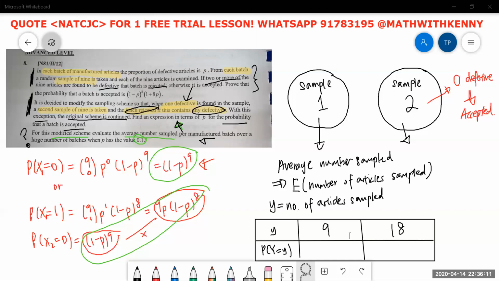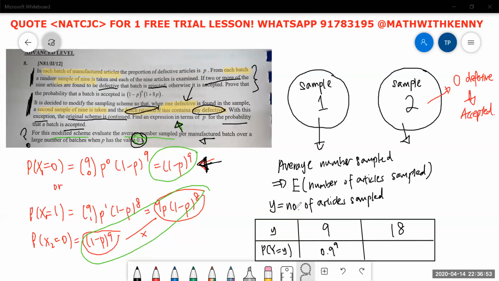Okay, so what's the probability of just sampling 9 articles, which is 0 defective? 0 defective is the only way where I can sample 9 articles, which is sample 1 itself. Do you agree? They give you the value of P already. So can you calculate the value, which is equal to 0.9 to the power of 9? 0.9 to the power of 9, right?